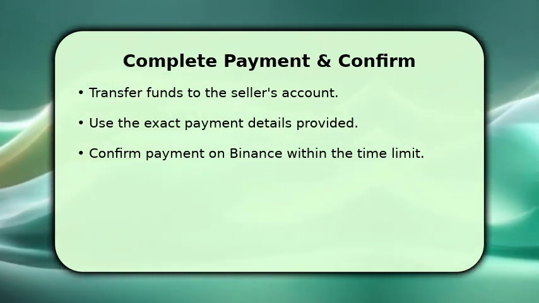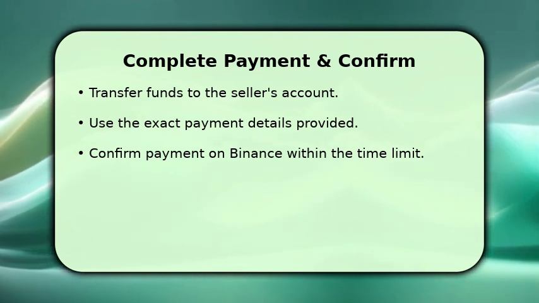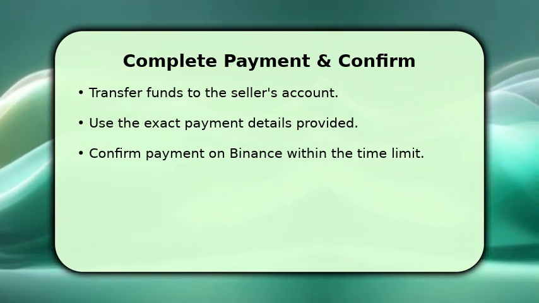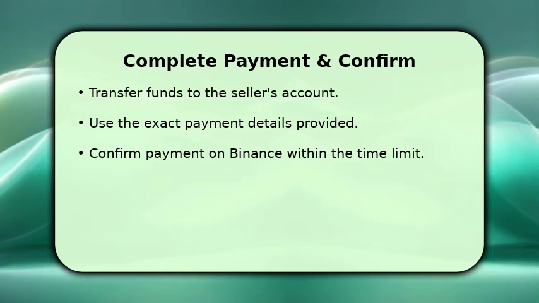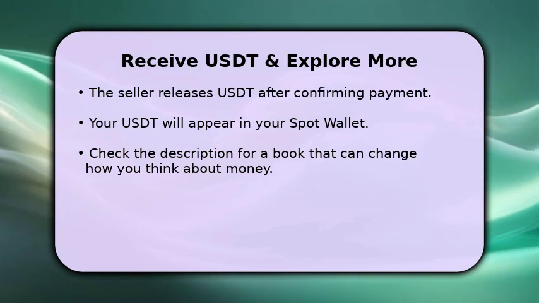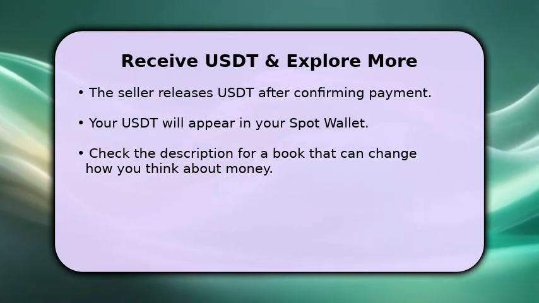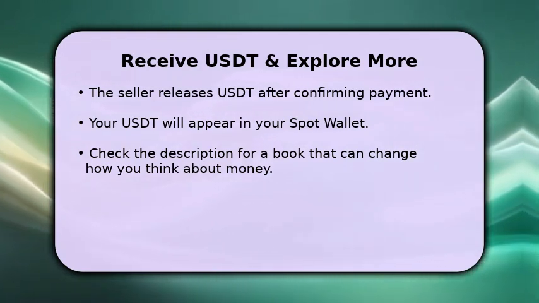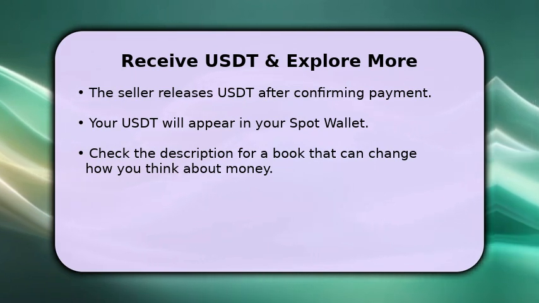Once the payment is sent, return to Binance and click Transferred, Notify Seller. Do this promptly to avoid order cancellation. Upon receiving your payment confirmation, the seller will release the USD from escrow directly into your Binance wallet. This process usually takes just a few minutes.